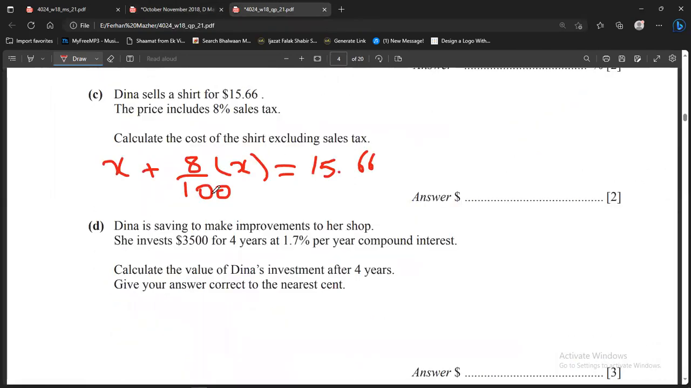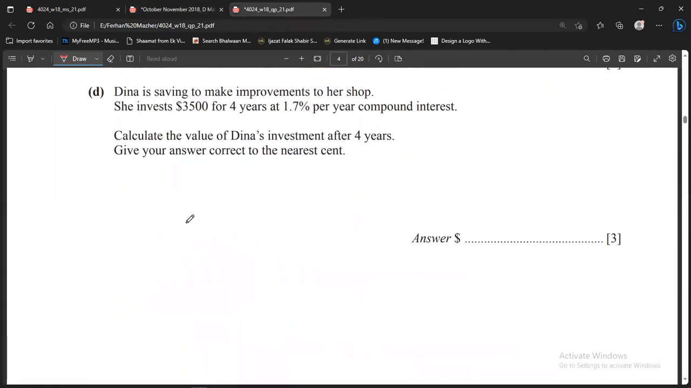Okay. Then we have, Dinah is saving to make improvements to her shop. She invests $3,500 for 4 years at 1.7% per year compound interest. Calculate the value of Dinah's investment after 4 years. Give your answer correct to the nearest cent. So this is compound interest. This is the rate. The time allowed is 4 years because this is 1.7% per year compounded. Okay, the principal amount is 3,500.